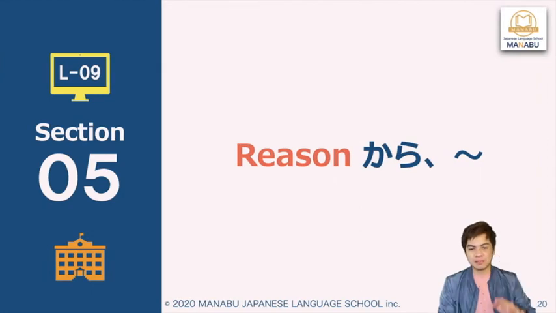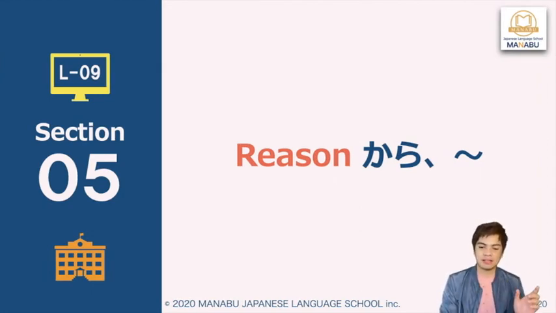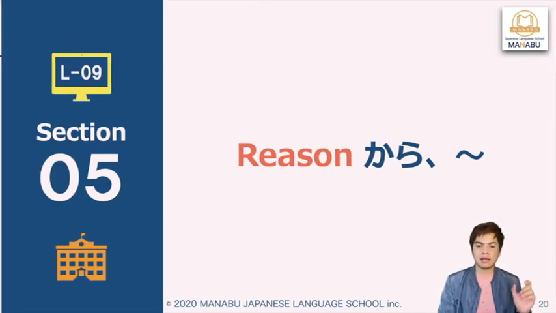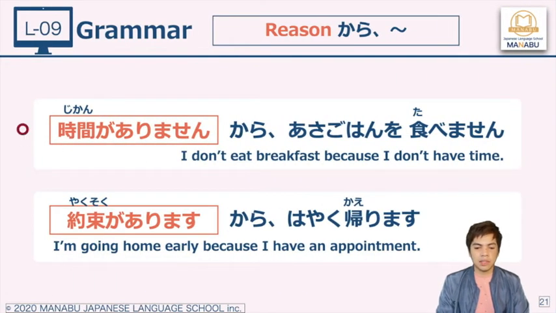Grammar point number 5. Reason kara. So when stating a reason in Japanese, we state the reason, then we attach kara. Like this example, jikan ga arimasen kara. So that is the reason, jikan ga arimasen. I don't have time. Then kara. So because I don't have time. Then the following clause is asagohan o tabemasen. So the reason why asagohan o tabemasen, I don't eat breakfast, is jikan ga arimasen kara, because I don't have time.